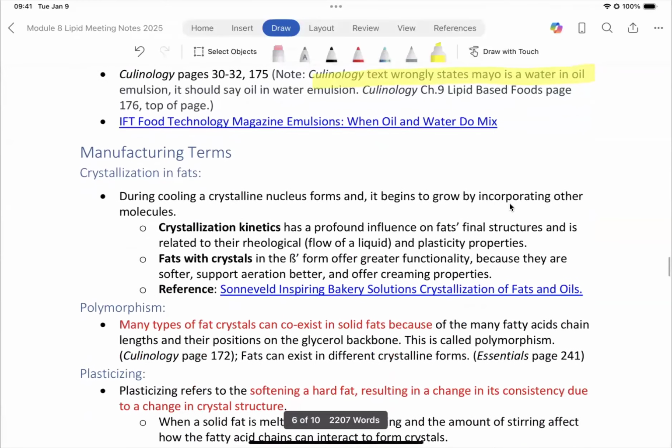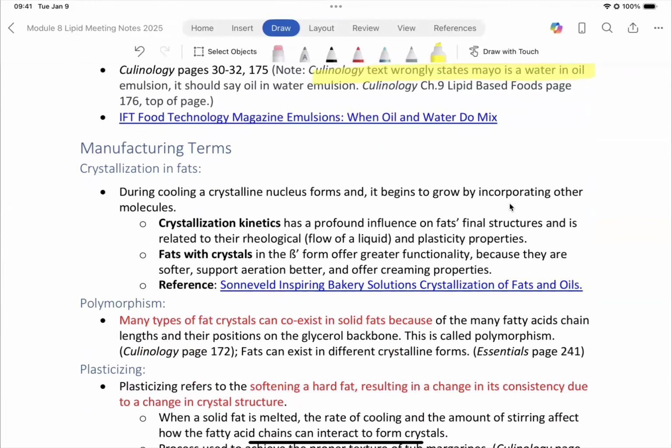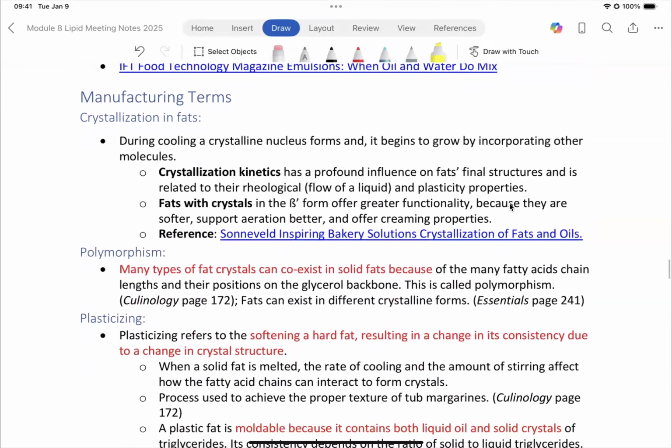Moving on to something a little easier. We'll talk about emulsions again. Crystallization: one of the things that fat does is form crystals, and depending on the temperature and the amount of agitation, you get different kinds of crystals, like the beta prime and all those. The smaller crystals are better for bakery items, I believe. So fats will crystallize.